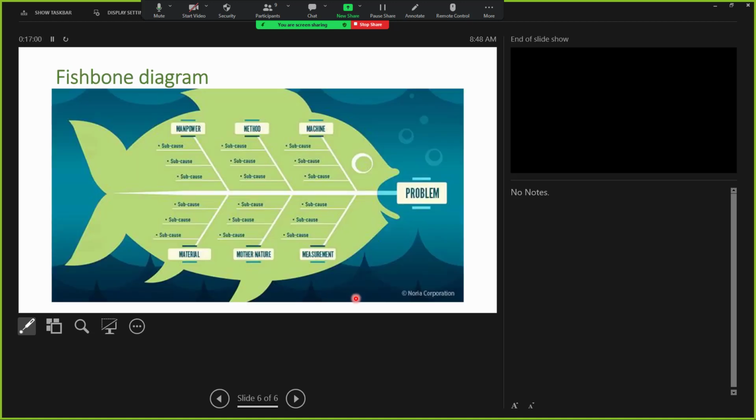The last but not least is the fishbone diagram. A fishbone diagram definitely looks like a fish. The problem is here at the mouth of the fish, and the root cause we are going to identify down the line at the tail. This way we divide it into 6 M's as bones, called the main bones: manpower, method, machine, material, mother nature, and measurement.